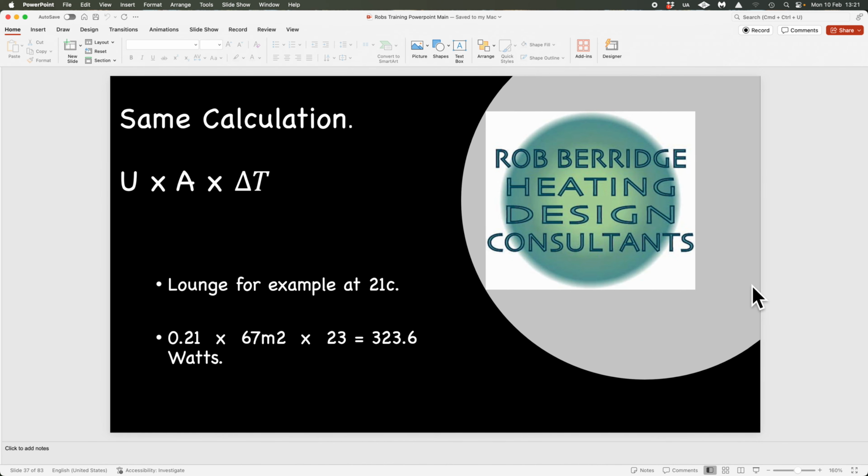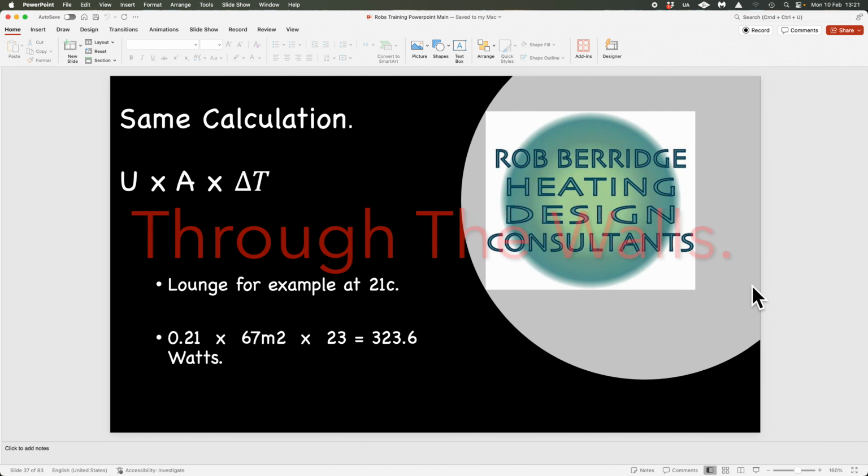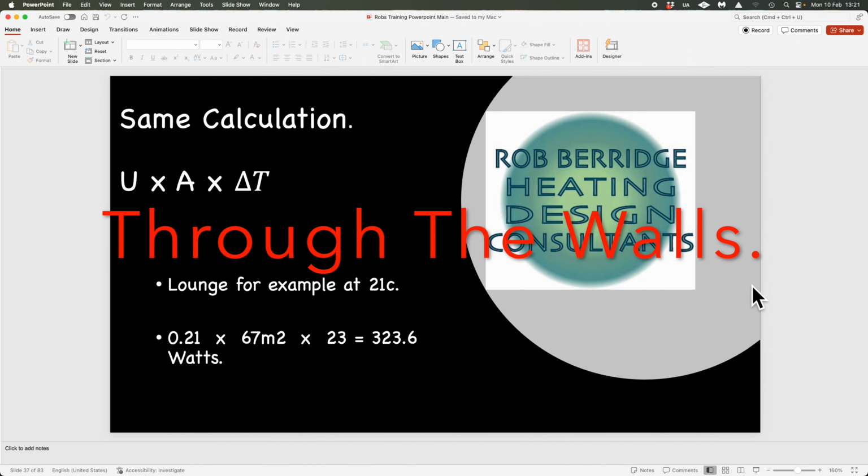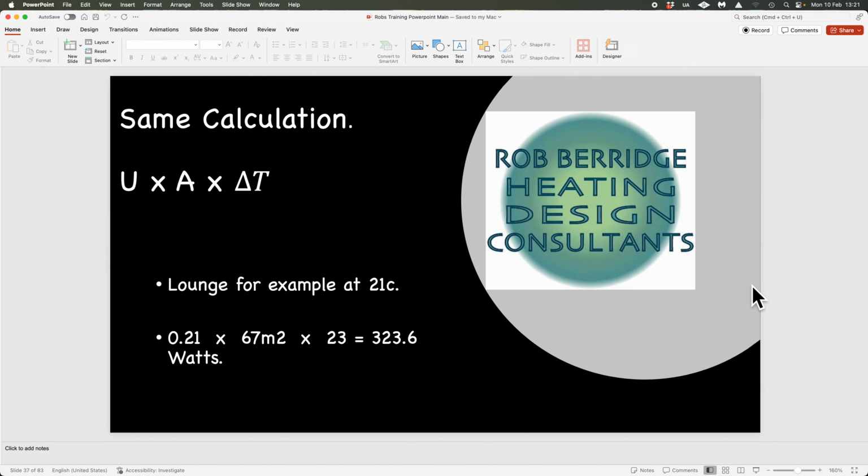So if we had a lounge, for example, and that had in total 67 square meters of wall space, we do the U value times area times delta T calculation again, and you can see from this one, for that whole lounge, we're losing 323.6 watts of fabric heat losses. Now I'll come on to that in a minute, and that's going to be for another video. Most important thing is to understand the U value times area times delta T and recap of your thermal conductivity values, which is your K value, and your resistance values, which is your R value.